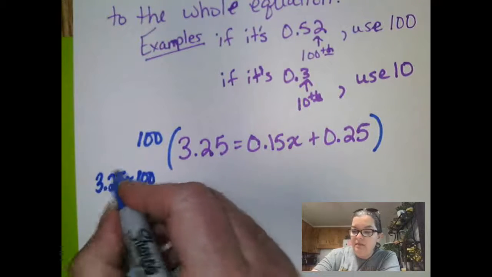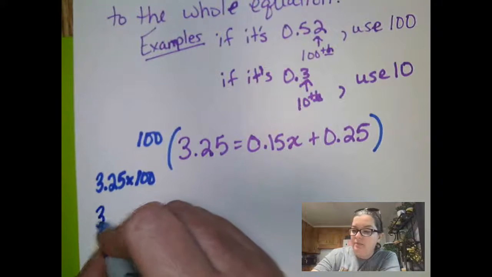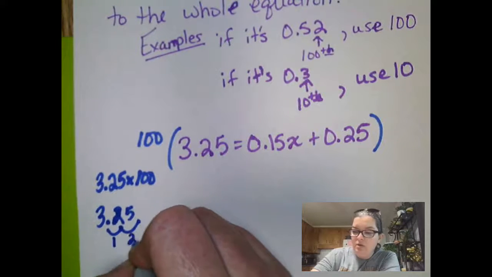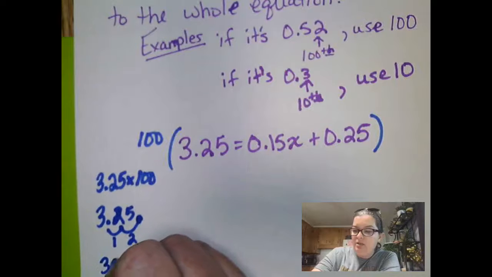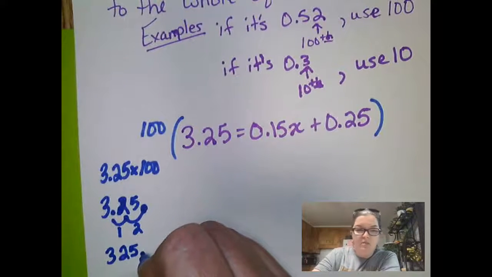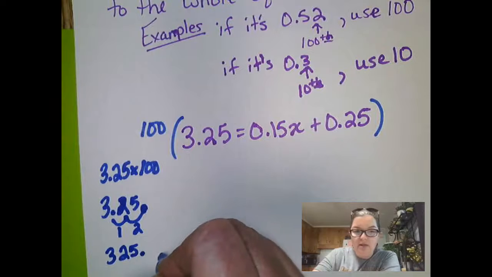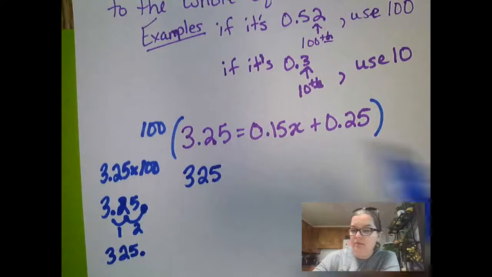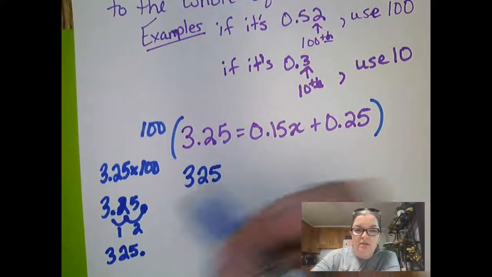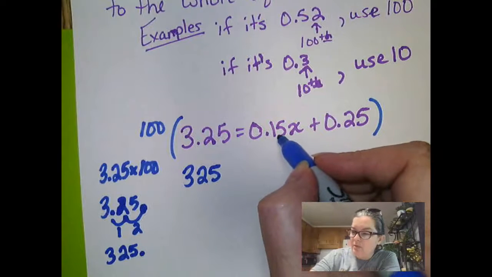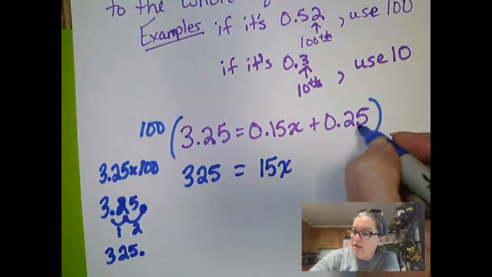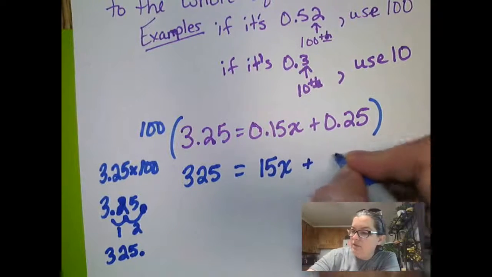I am increasing this value by 2 place values, so that decimal is actually moving to the right 2 place values, so it'll become here. So this is actually 325, and the decimal is here, and there's no value after the decimal, so we just simply write 325. All right, for the 100 times 0.15, if we use this same concept, this decimal will move 2 place values, because this is tenths, this is hundredths. So this becomes 15. And then lastly, this one right here becomes 25.